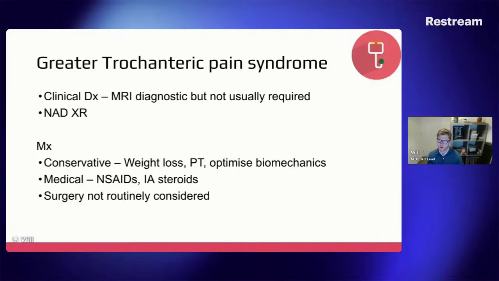So the management for greater trochanteric pain syndrome is mostly conservative. So advising patients to lose weight, referring them to physiotherapists to help with strengthening the muscles and also optimizing those biomechanics. So perhaps looking at ways to normalize the force being transmitted through the hip, addressing other knee and ankle pathologies causing the pain, for example, or considering walking aids and orthotics as well.